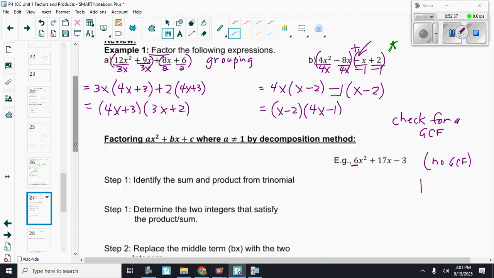Now, here's the thing that is a little different. The product is the first and the last terms multiplied together. So the product here is going to be negative 18. The sum is still the middle term.